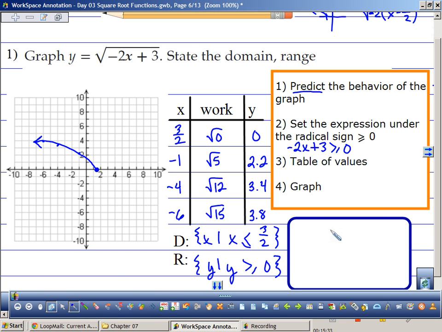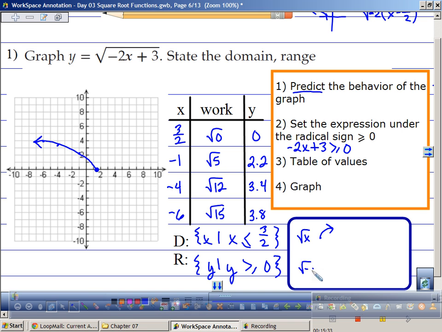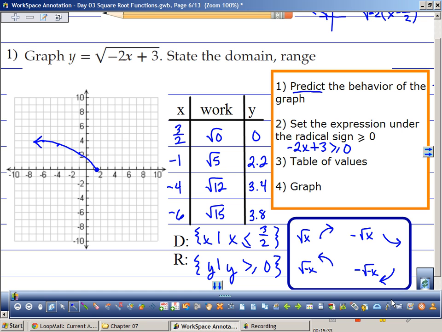All right, so the square root of x should look like this. The square root of negative x should look like what? That. Negative square root of x should look like down. And the negative, what should that look like? Right? So make sure that's on your notes too.